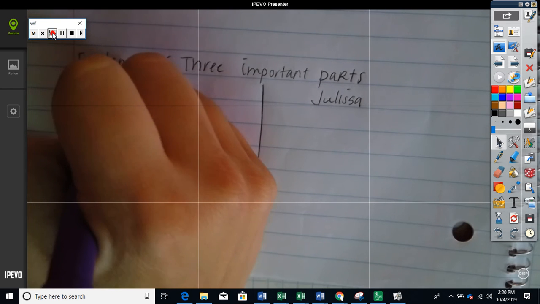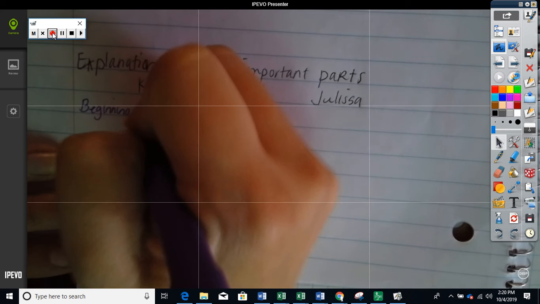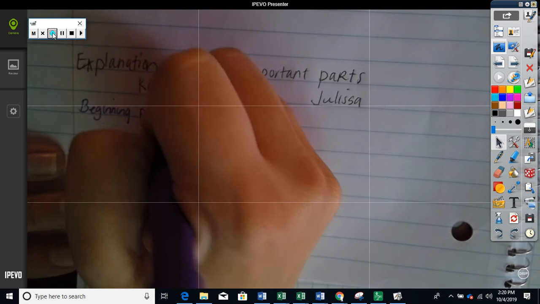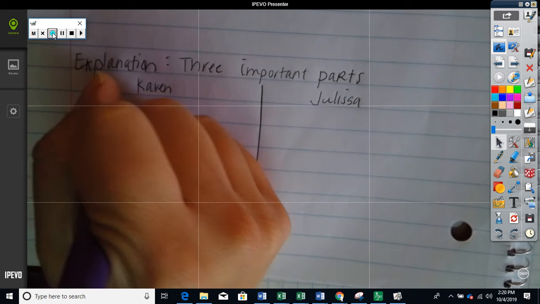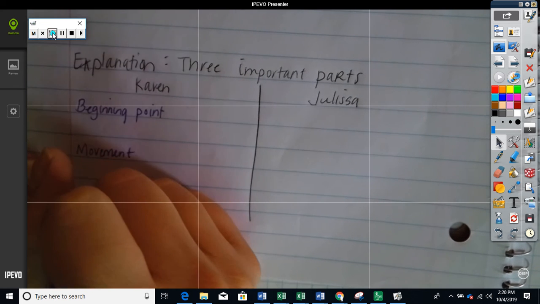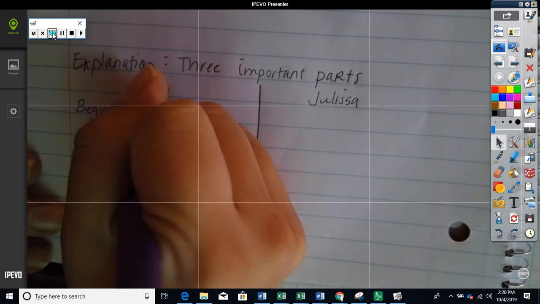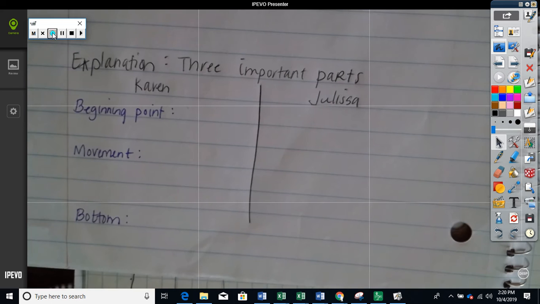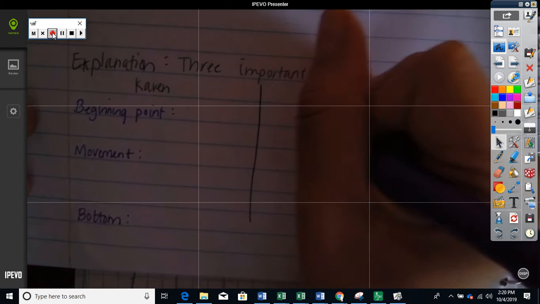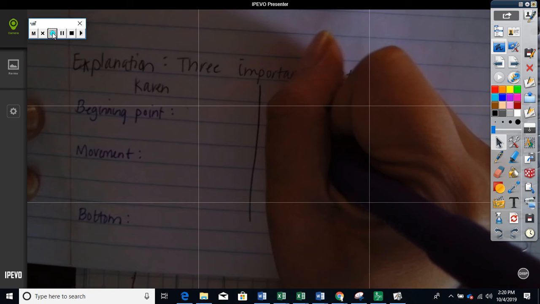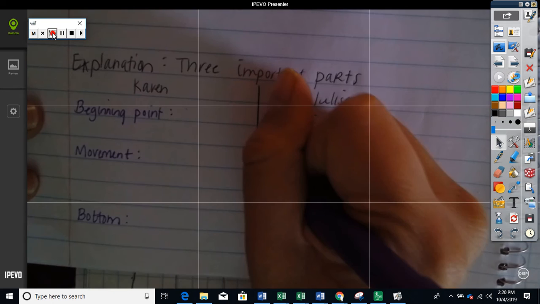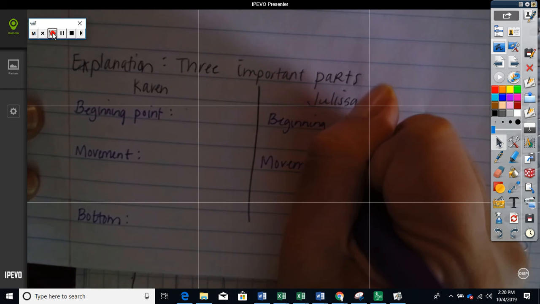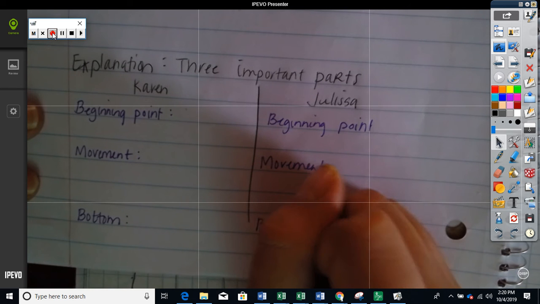So the 3 important parts that need to be for your words tool will be the beginning point, and you'll need to write this when you get your quiz, the movement, and it needs to look just like this. I've already graded some quizzes where some students did not do exactly as I'm doing. It will be open notes, so you'll be able to use this. So you'll write beginning point, movement, and bottom for both.